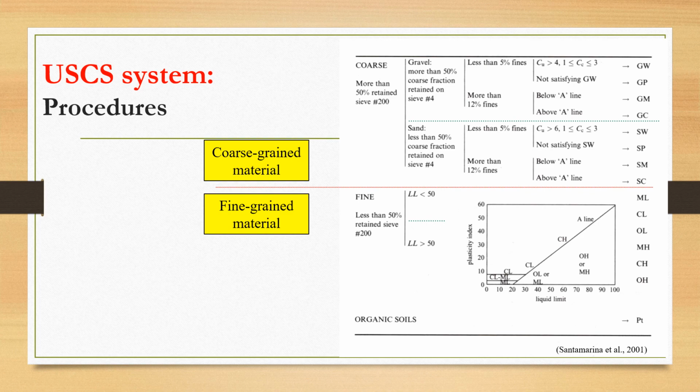This is the procedure for classification of soil. This is actually an example of a table or chart for the USCS system. You might see a different table or chart later from a different reference book, but it actually gives you the same information. What you need to do is really understand whatever information is given in each column and each row.